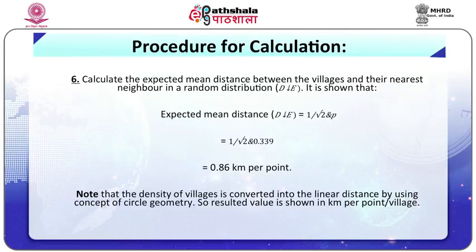Now step 6: calculate the expected mean distance between the villages and their nearest neighbors in a random distribution. It is shown that the expected mean distance, d bar E, is equal to 1 upon square root of P, which is 1 upon square root of 0.339, equal to 0.86 kilometer per point. Note that the density of villages is converted into linear distance by using the concept of circle geometry, so the resulting value is shown in kilometer per point or village.